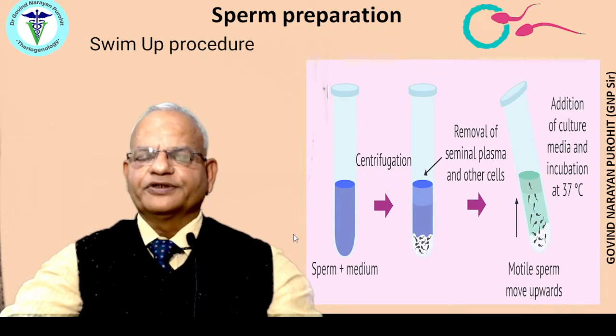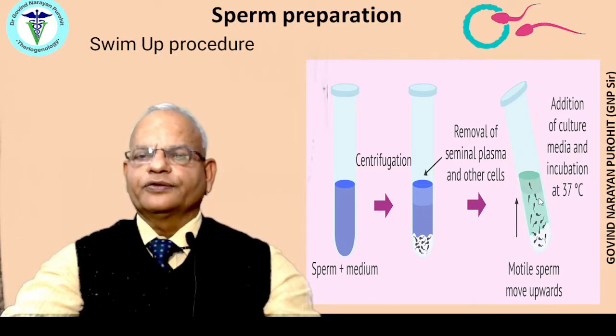Then for swim up procedures, which are used for some species and for human in vitro fertilization, the sperm is added with a medium, and then it is centrifuged, and then it is allowed to stand. The seminal plasma is removed. The most motile sperms will swim up in the medium, and then you can select the motile sperms from the upper layer of the medium, because the motile sperms move up in the medium, right?